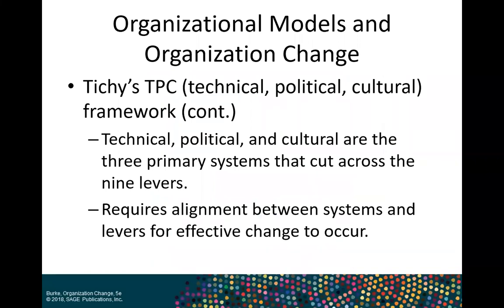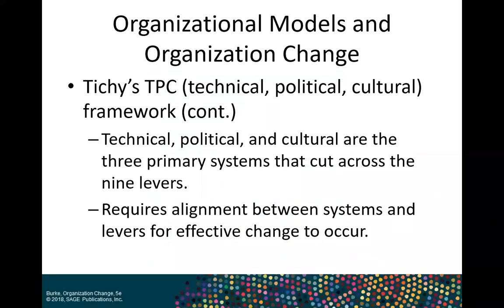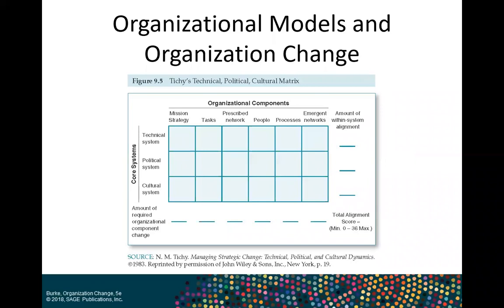Tichy's framework is also dealing with three different aspects: technical, political, and cultural. These are the three primary systems that cut across the 9 levers. They require alignment between the systems and the levers for effective change to occur. So he recognizes that you don't necessarily need only these 9 areas, but you also have technical, political, and cultural impacts. And therefore, he creates this famous matrix, right?